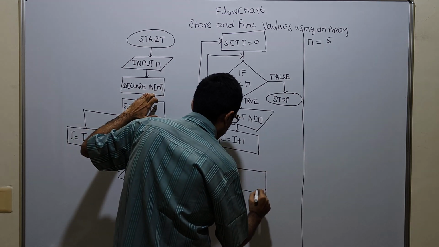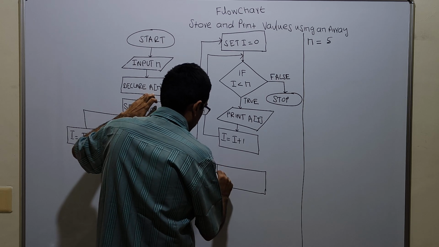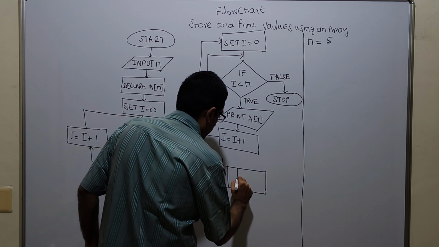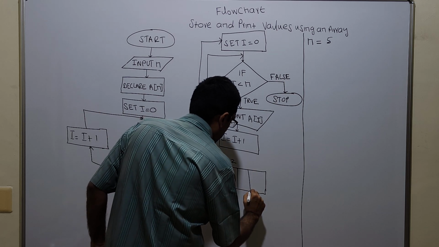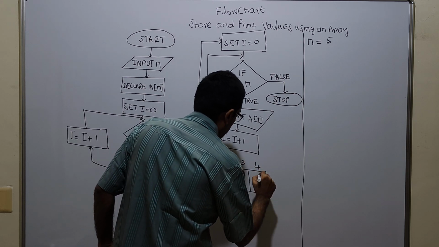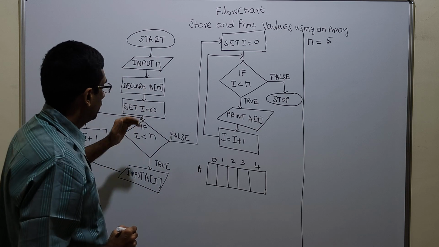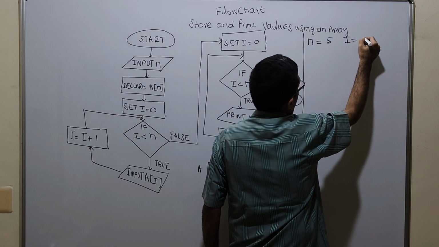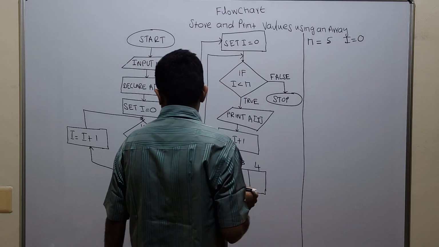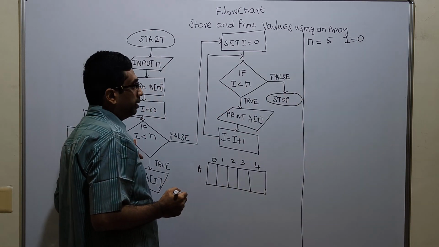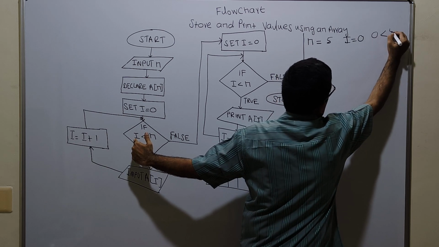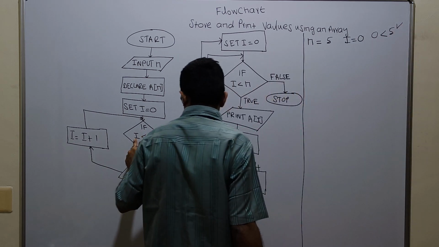So this is my array. Array name is A. So this is index position 0, index position 1, index position 2, index position 3 and index position 4 will get created in this step. I am initializing I equal to 0. I am checking I less than n. 0 less than 5, the condition is true.